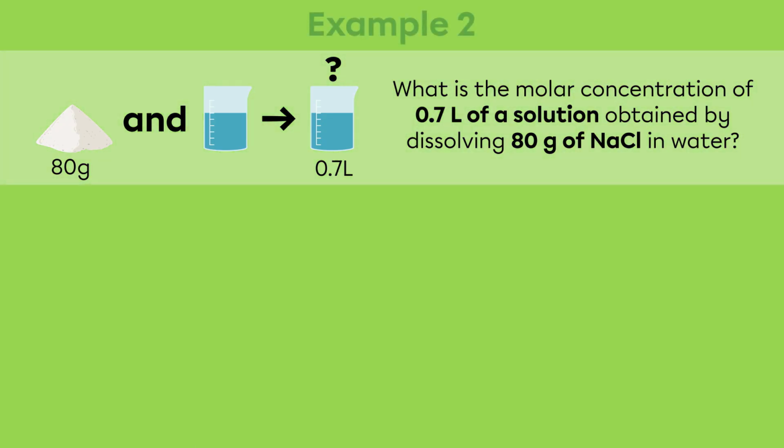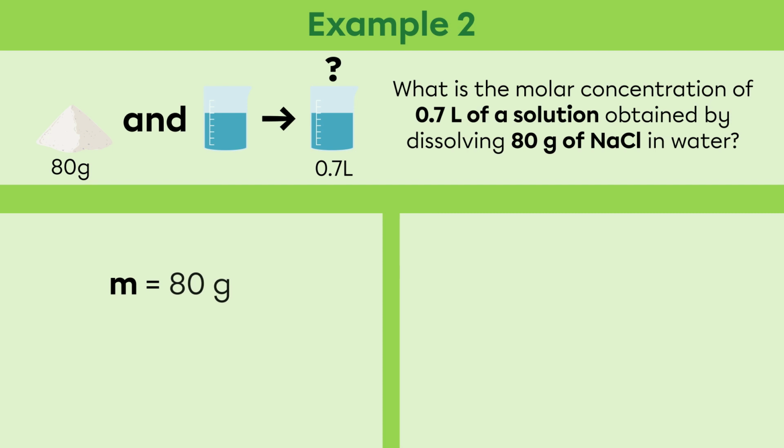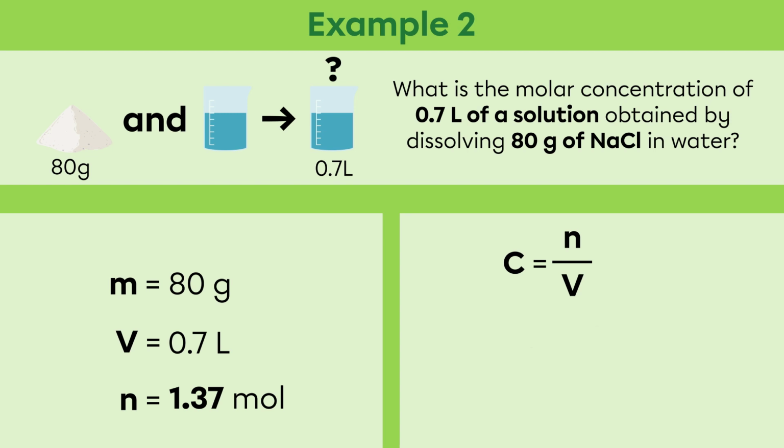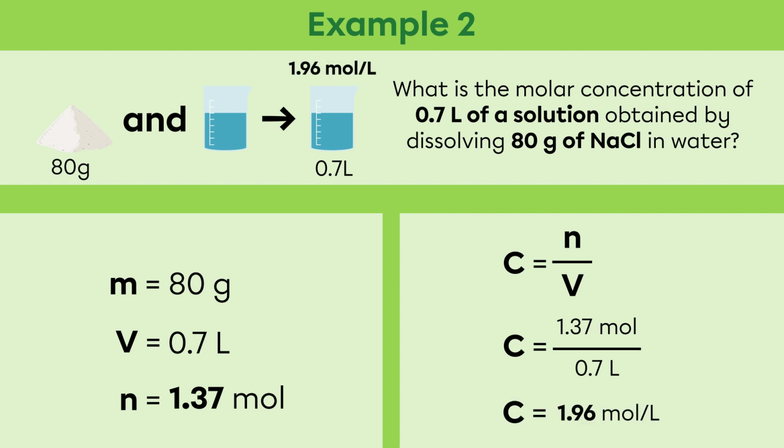Let's return to the original problem, where we had a mass of 80 grams of NaCl and a solution volume of 0.7 liters. We now know the number of moles of NaCl, which is 1.37 moles. We have all the information required to find the molar concentration. Replace the variables in the formula with the given values. C is equal to 1.37 moles divided by 0.7 liters. We calculate and obtain a molar concentration of 1.96 moles per liter.